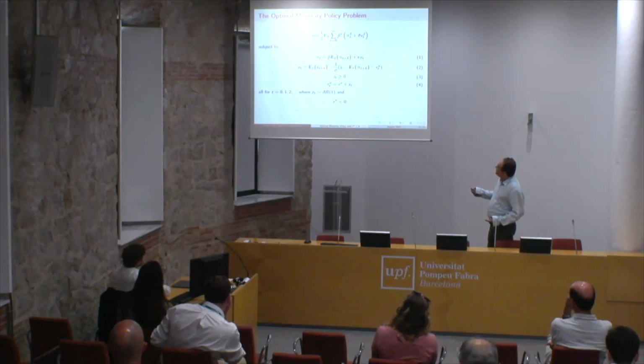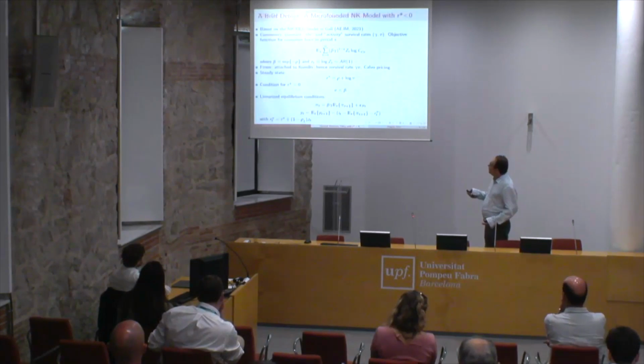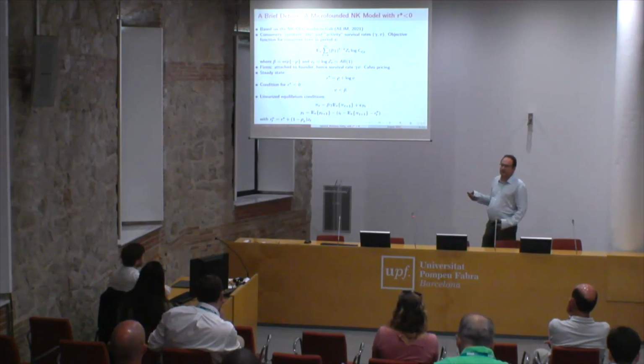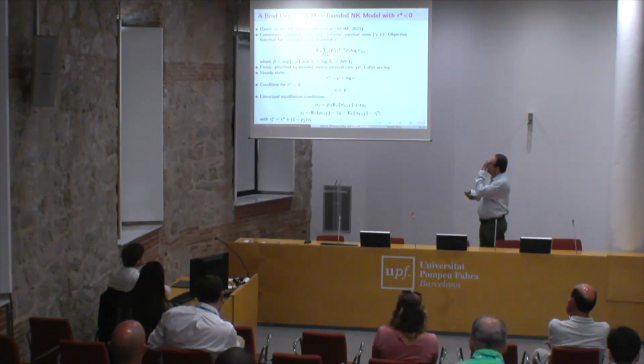Okay, we have the zero lower bound on the policy rate, and the natural rate of interest follows an AR1 process with a negative mean. Now, a brief detour: some may be surprised how come the natural rate of interest is negative on average. What does that mean?